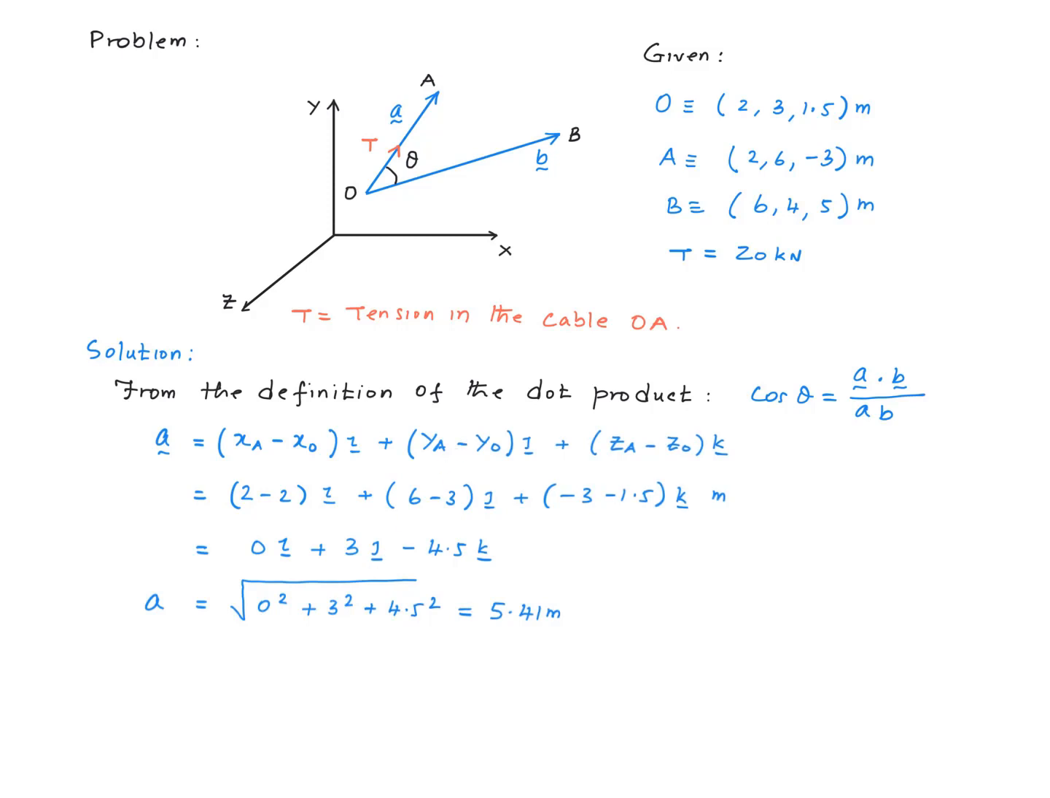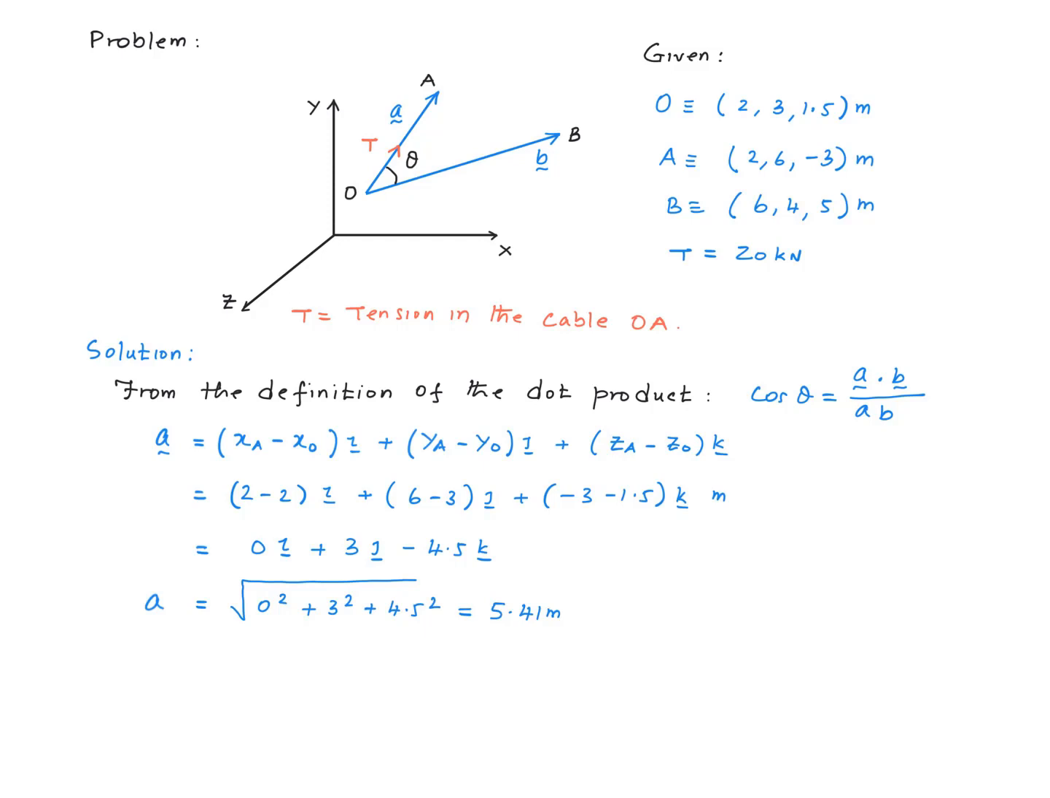Here are the calculations for finding the component form for vector A. You remember this approach from an earlier video, right? We have the coordinates over here, so substitute numbers, and this is what I come up with for the vector A. Here is the magnitude of A. I get 5.41 meters for little a.